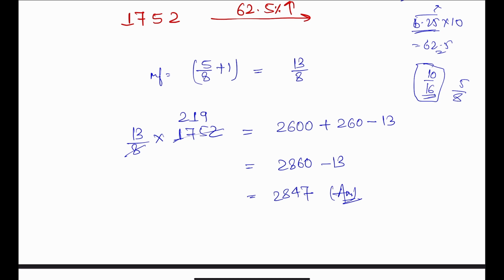So this type of question we have done. Multiplication factor, there is negative also, right? So let's take one more question. Let's take a number 1540, which is decreased by 36.36%. Again, 9.09 into 4 is 36.36. This is nothing but 1 by 11, so this becomes 4 by 11.